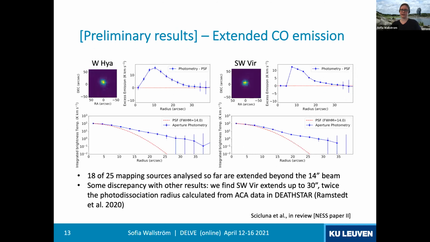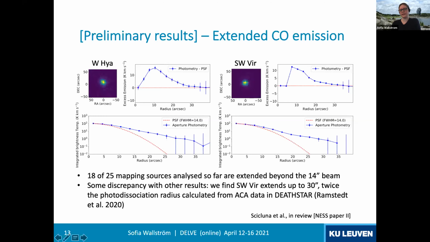So moving on from the continuum observations to the CO emission, these are some of the mapping sample where we have a view of the extended CO emission. So 18 of the 25 mapping sources we've looked at so far, there are more coming, are extended beyond the 14 arcsecond beam of the JCMT telescope. Two examples are shown here, W Hydra and SW Virgo. The PSF of the beam is shown in red, and the excess emission is shown above.